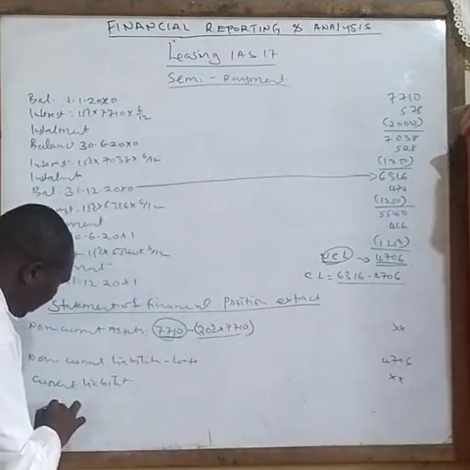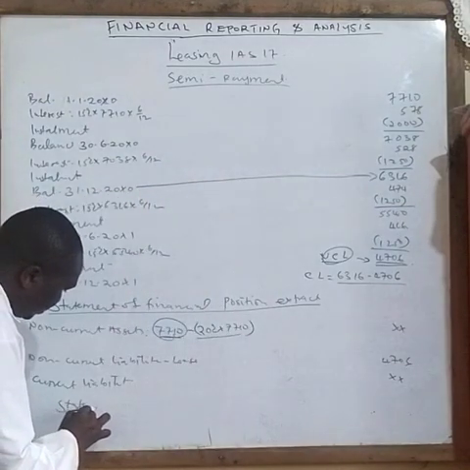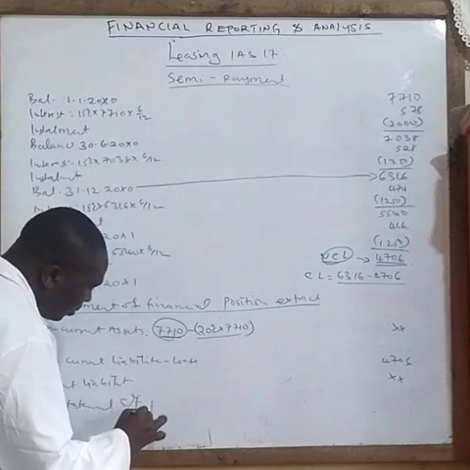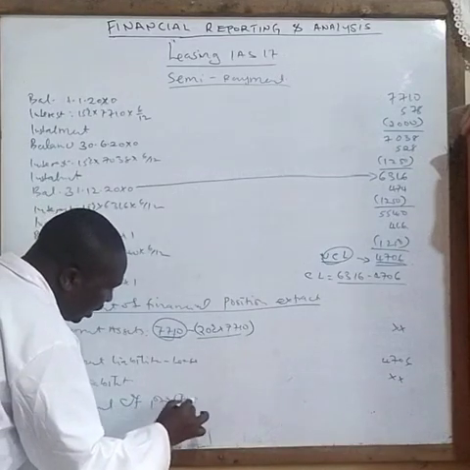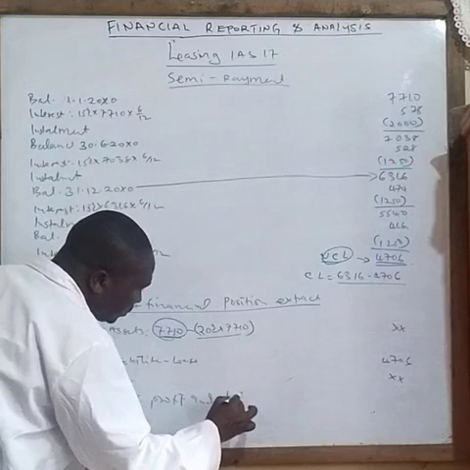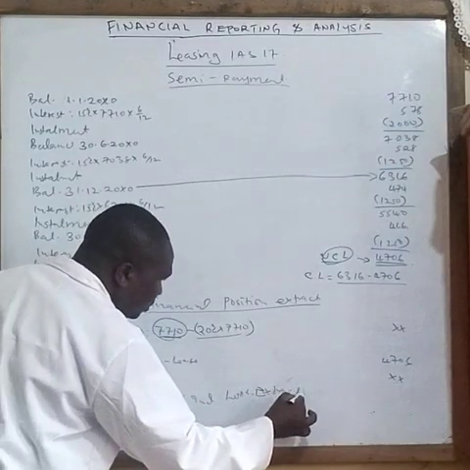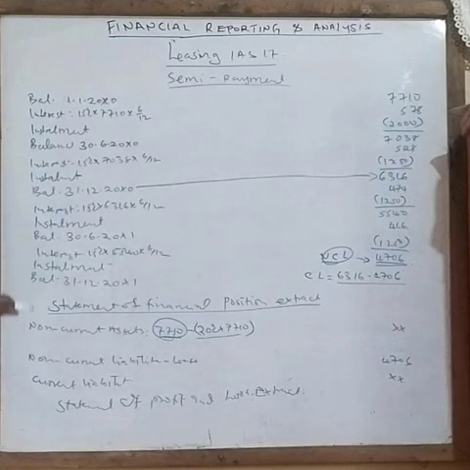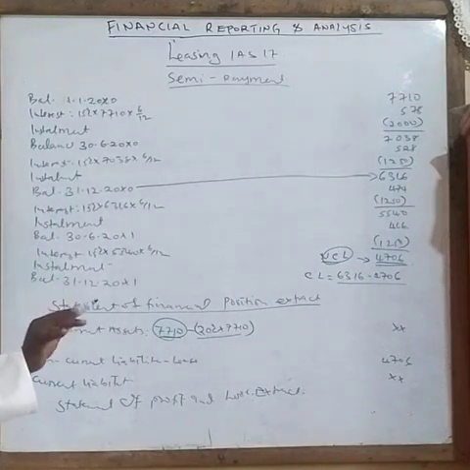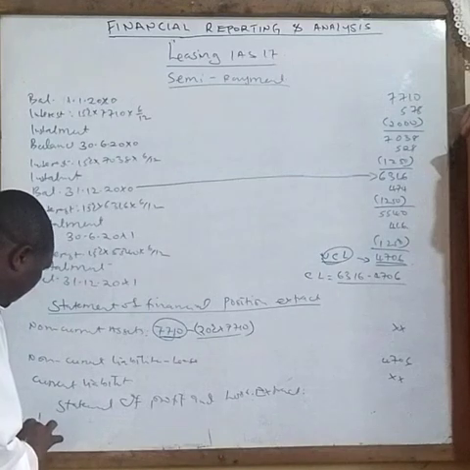Now, for the statement of profit and loss extract, what are you going to show? What are you going to show, class? You are only going to show the interest for the year.